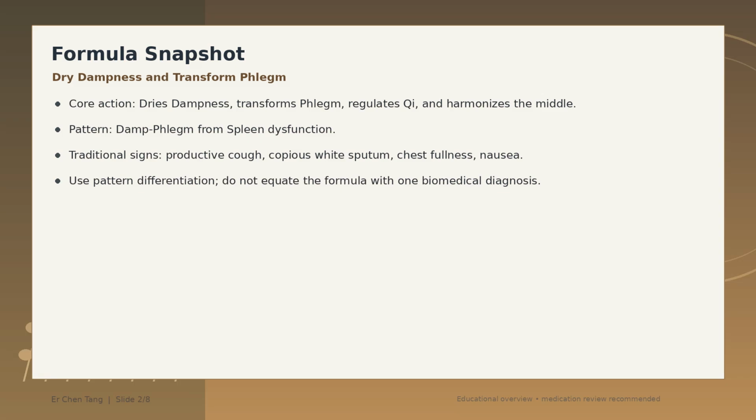Typical clues include productive cough, copious white sputum, chest fullness, nausea, a greasy tongue coat, and a slippery pulse. These findings are not all required, and the same biomedical diagnosis can present with different Chinese medicine patterns. Conversely, these traditional signs can arise from multiple biomedical conditions. That is why pattern differentiation and conventional red flag screening should occur together.